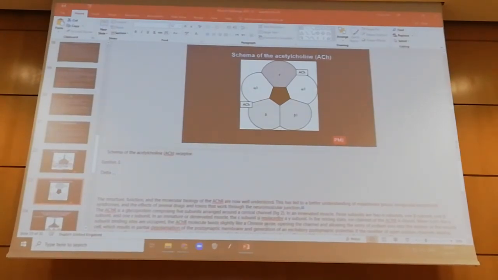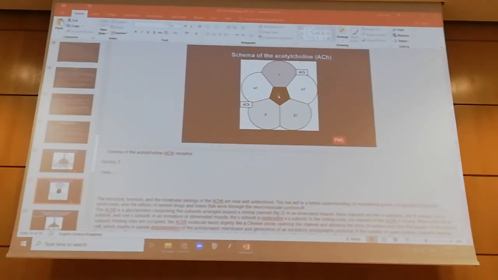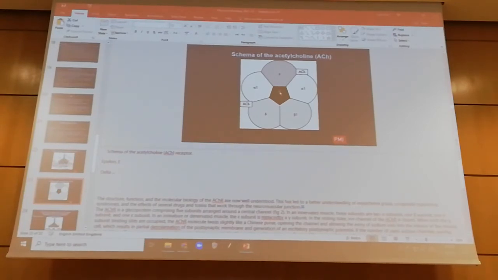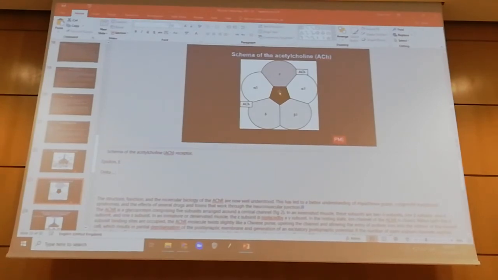Slightly twist, slightly like a Chinese purse. The only way that I would think about it is that it will open like this. It will open like this. And when it does that, it will allow for the transient opening of the acetylcholine receptor channel, which will allow for the entry of sodium, and that is going to allow for the depolarization to happen in the muscle. All right. So I guess this Chinese purse, I'm going to leave it to your imagination to see how it happens.